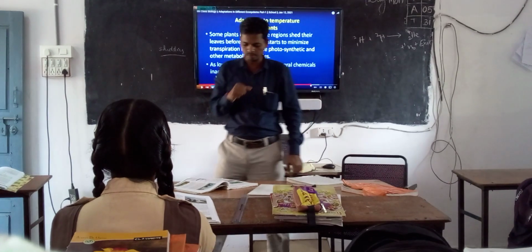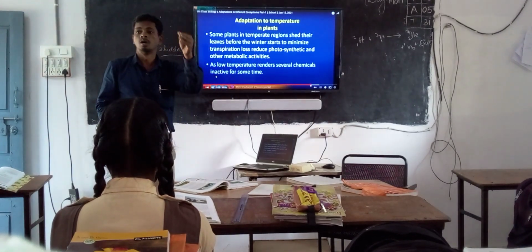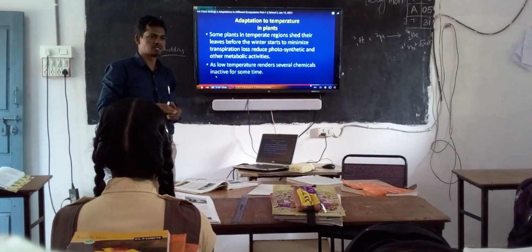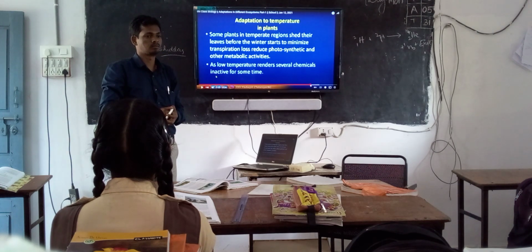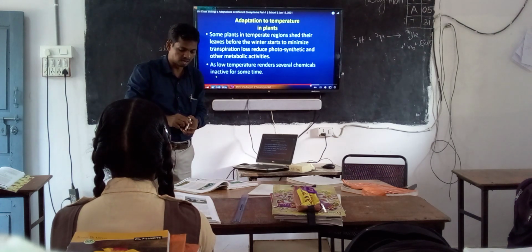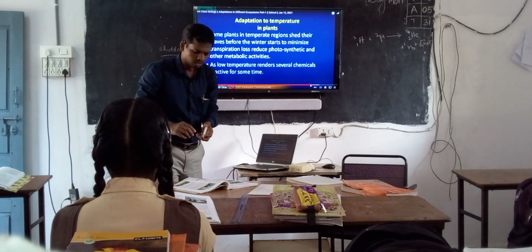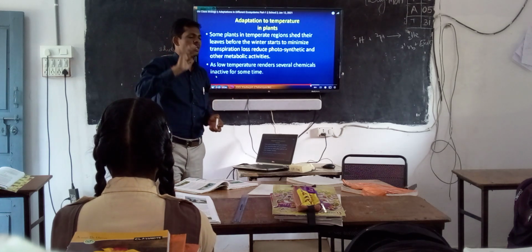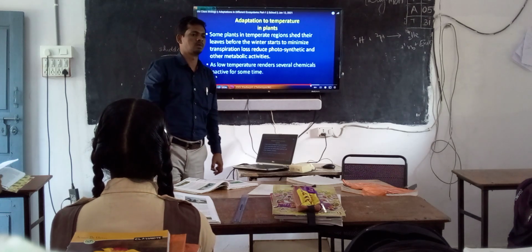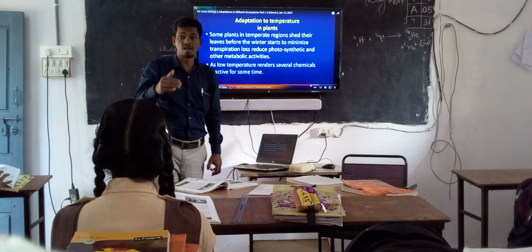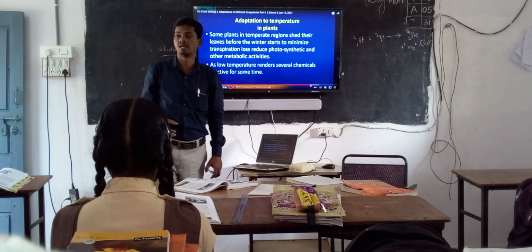In the same way, plants show adaptations according to temperature. First, they have to protect themselves from loss of water. So what is the important adaptation here? Minimize transpiration. Minimizing means reducing. Transpiration means loss of water, so the loss of water from their body is reduced. Plants are reducing the loss of the excess water from their body.